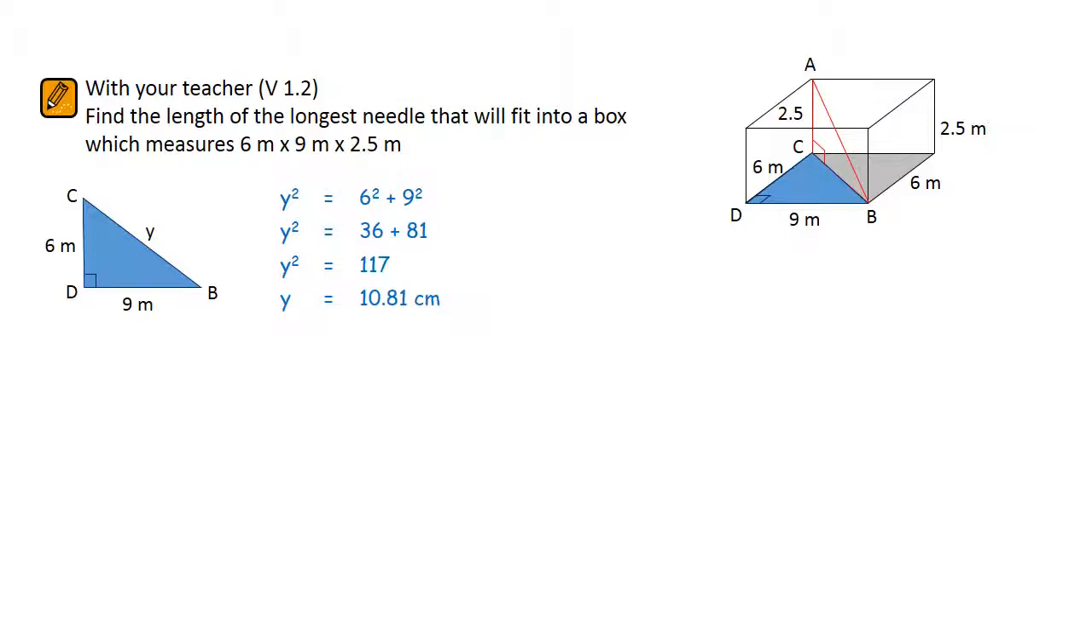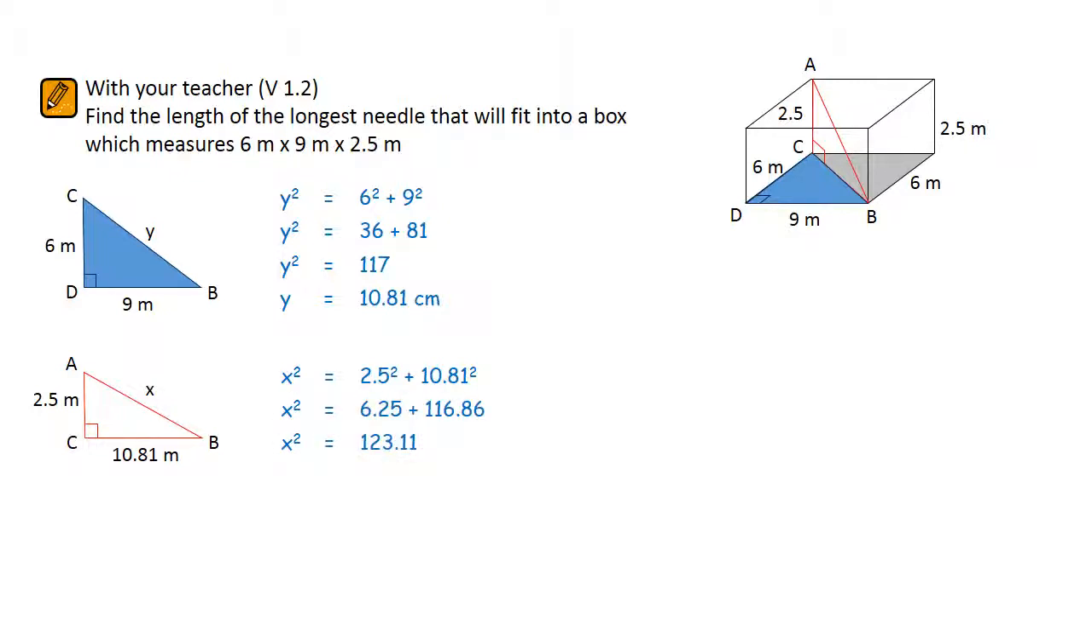Now we can look at the red triangle. We know that across the base of the box, CB measured 10.81. We can work out x. By Pythagoras theorem, x squared equals 2.5 squared plus 10.81 squared, and do some more calculations to come up with the length x, the longest needle, equals 11.06 centimeters.